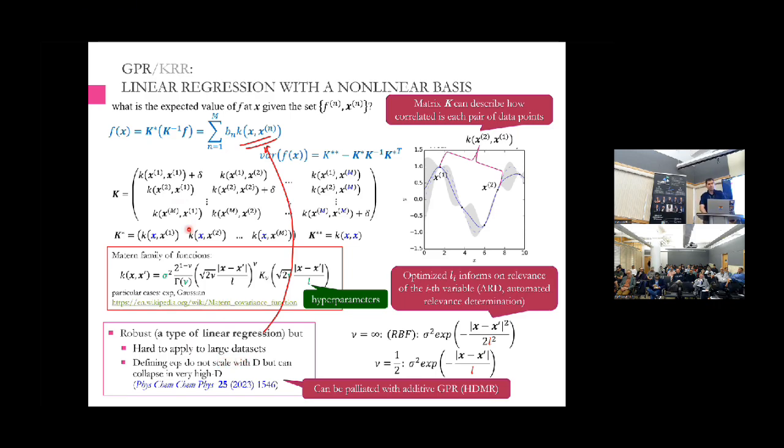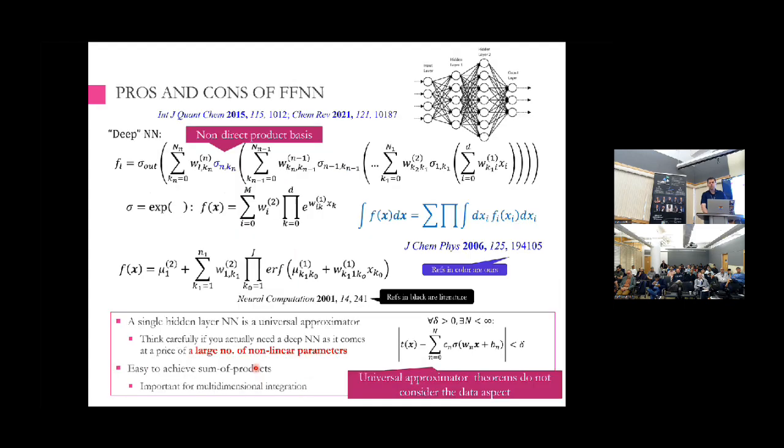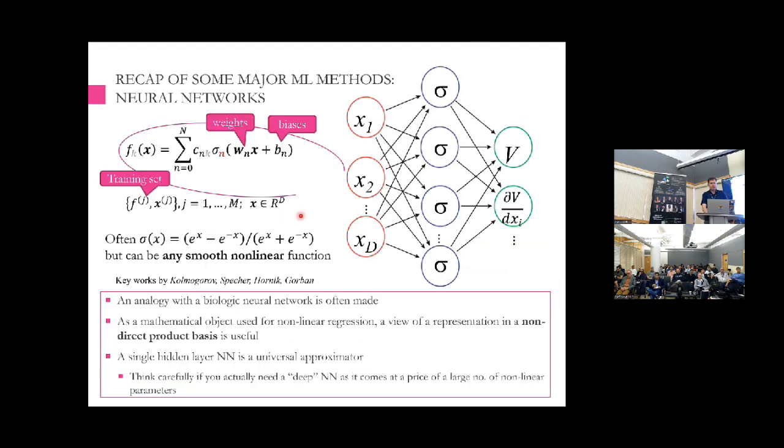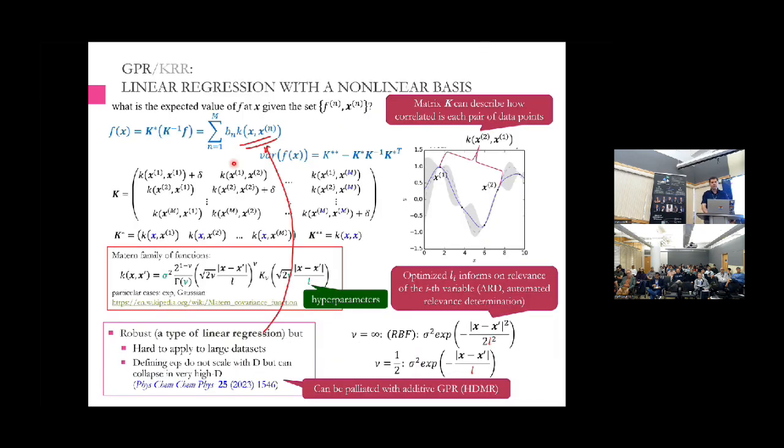Moreover, the defining equations of these kernel regressions actually do not depend on the dimensionality D of the data set, and that's a great thing. That's contrary to neural networks, where right off the bat you can see that the number of terms here would scale with the dimensionality of the data. This is not the case for kernel regressions. However, when the dimensionality becomes very, very high, this approximation basically dies when you use the Matérn family of functions.